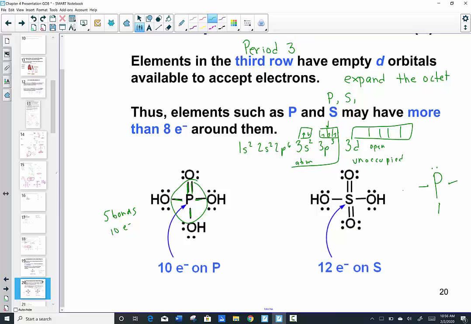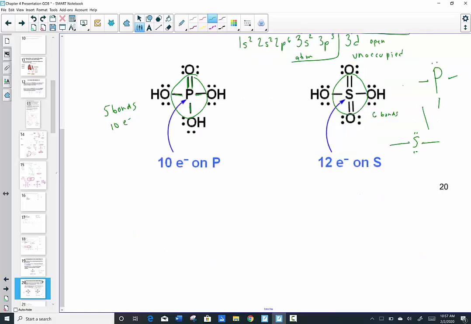And how it does so is by placing some of these electrons in the unoccupied d sublevel. They're open and available for bonding when needed. Sulfur can do the same thing. Looking at sulfur, I see that it only wants to form 2 bonds. It's got 6 dots. But if it's made to, it can form up to 12 electrons, which is 6 bonds around the sulfur atom, because it has open d orbitals.